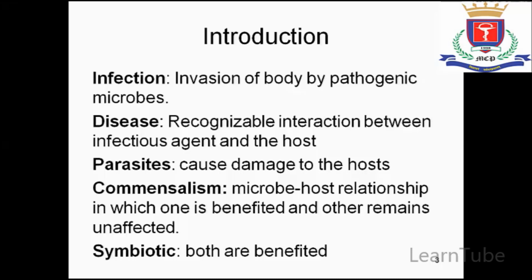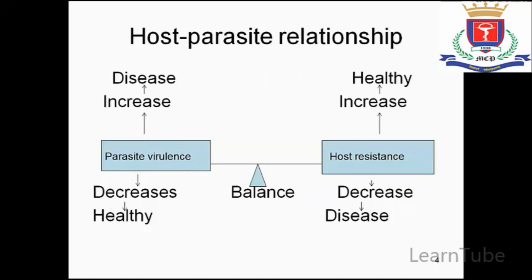Next is parasites. Parasites are the microbes which cause damage to the host cell. So the pathogenic microbes we are discussing are called parasites. Next is commensalism. Commensalism is a term where the microbe and the host live in a relationship where one or both are benefited. In commensalism, one is benefited and the other remains unaffected, whereas in symbiosis, both are benefited.